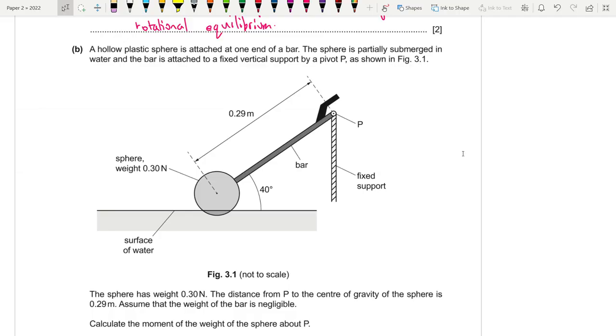So a hollow plastic sphere is attached at one end of a bar. The sphere is partially submerged in water and the bar is attached to a fixed vertical support by a pivot P. Assume that the weight of the bar is negligible. So this is the sphere. The weight acts like this, vertically downwards, 0.30.